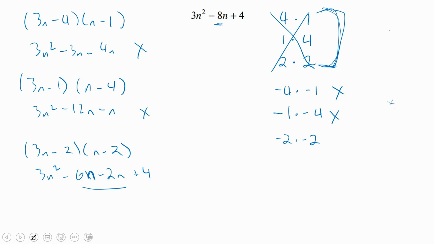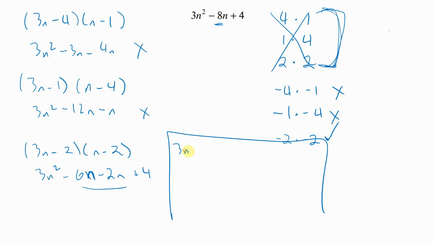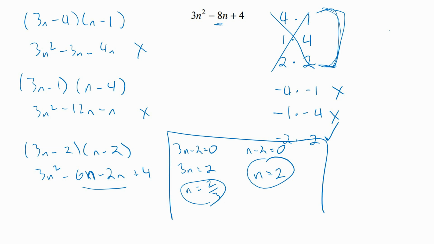That one works. So all I've got to do is set each of these equal to 0. I'll box this off, so I'm going to have 3n minus 2 equals 0, and n minus 2 equals 0. On this one, add 2, 3n equals positive 2, divide, n equals 2/3. And then here, of course, just add 2, n equals positive 2.